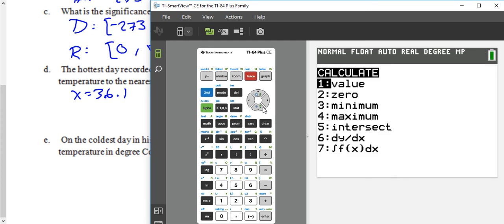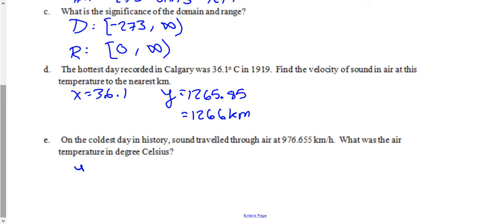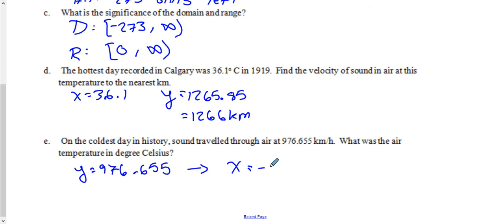And I'm looking for that intersection there to figure out my temperature. So I'm going to go second trace, option 5. And I'm just going to bring my cursor as close as I can to where those intersections are and hit enter 3 times. So 1, 2, 3. And there you go. At y equals 976.655 exactly, we get x equals negative 89 degrees Celsius.